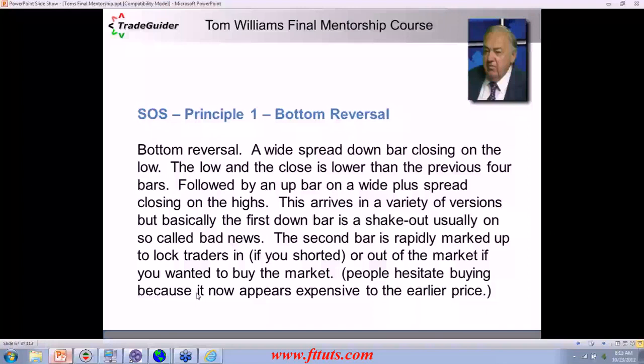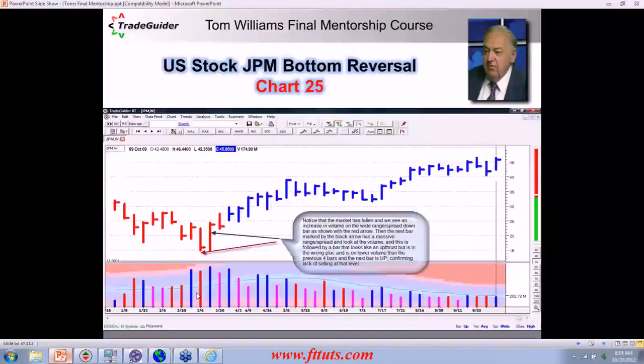Basically, the first down bar is what we call the shakeout. That's to get everybody out of their long positions. And usually there'll be some sort of bad news if it's associated with a stock. The second bar is then rapidly marked up. So now if you're shorted, you're locked in or out of a trade, depending on whether you're short or long. People hesitate now because they see this big wide spread and they're not sure what to do. But this is a great example on my favourite stock, JP Morgan. And this actually changed the trend of the market. It completely reversed the trend. Look at the volume that's associated with the reversal.